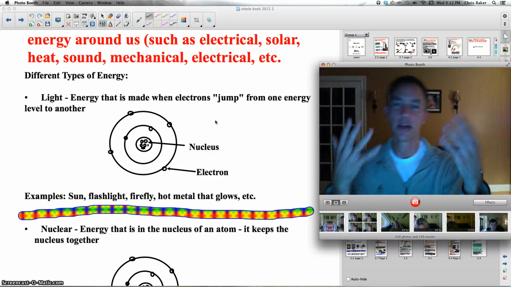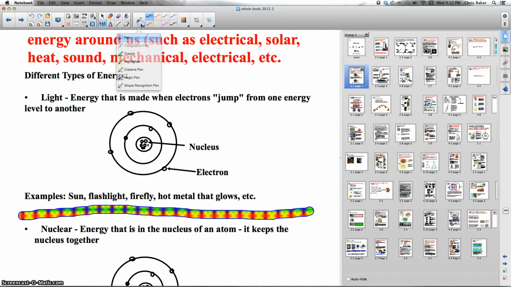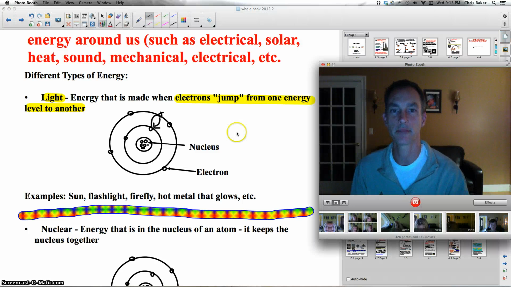Yesterday we talked about light. Just a quick review. Light is energy that's made when electrons jump from one energy level to another. Oh, there I go. Nuts. I just realized that if I hit the highlighter, I disappear. So you're going to want to definitely know that electrons, when they jump from one energy level to another, that makes light. We talked about that with this little thing going up to here, and then back down. And when that happens, it emits a little piece of light. You're just going to have to know that. Okay, there I am back.